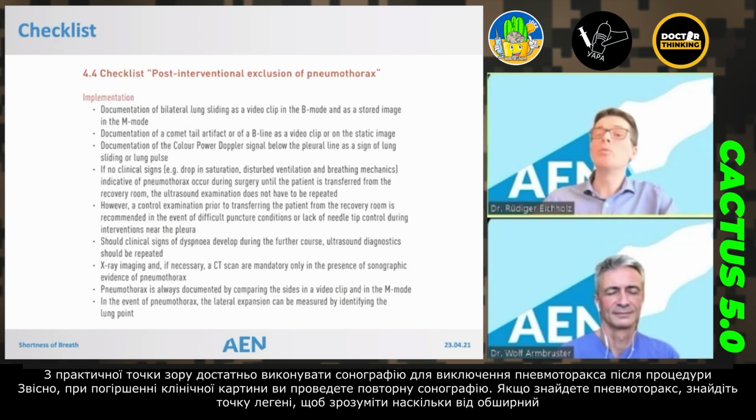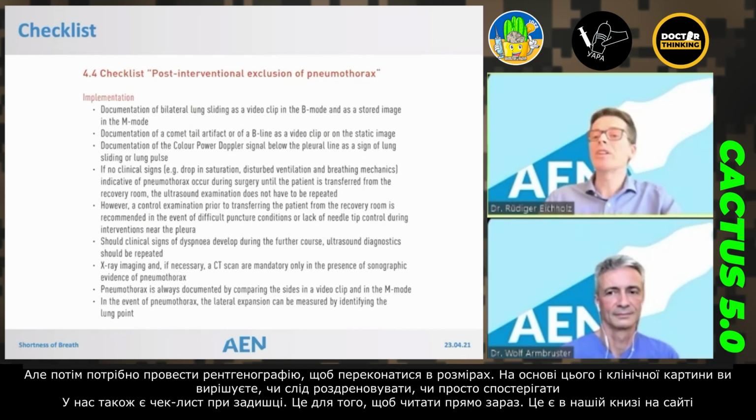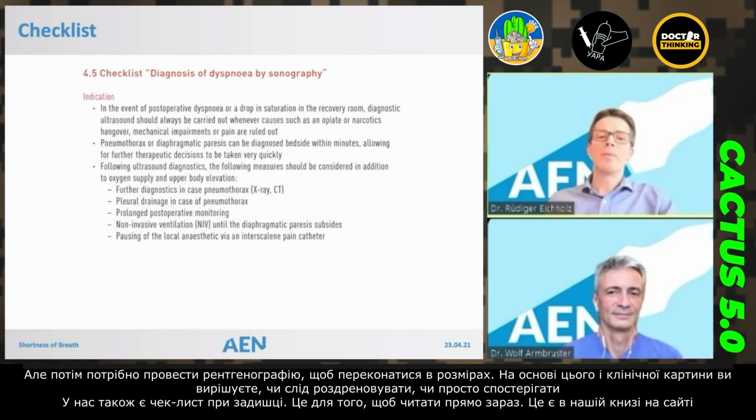And of course, in case of clinical deterioration, you would scan again. If you then detect a pneumothorax, you look for the lung point to get an idea of how large it is. But then you for sure also need an X-ray to see whether it is really a big one. Together with the clinical picture, you decide whether or not to put a drain in, or just wait and do controls.